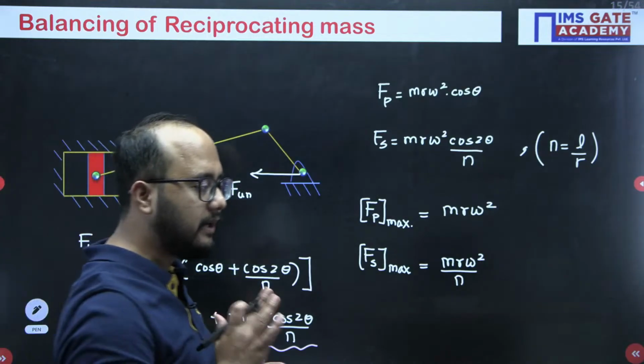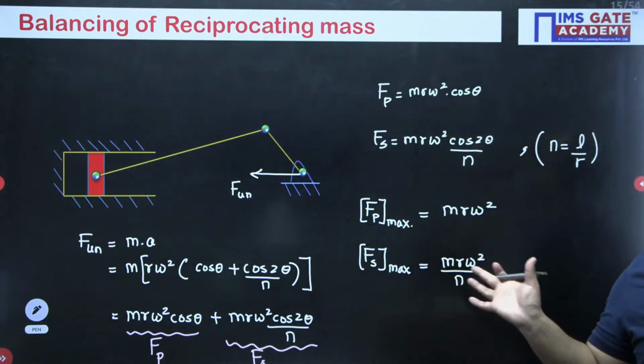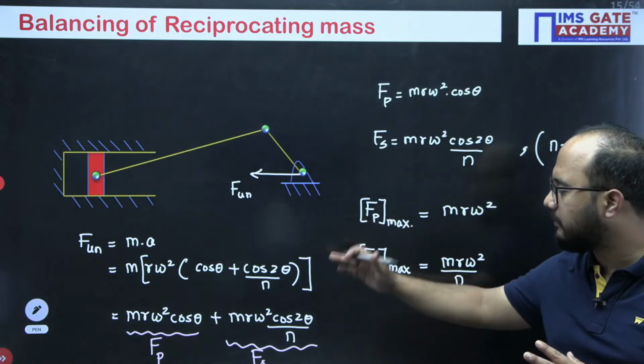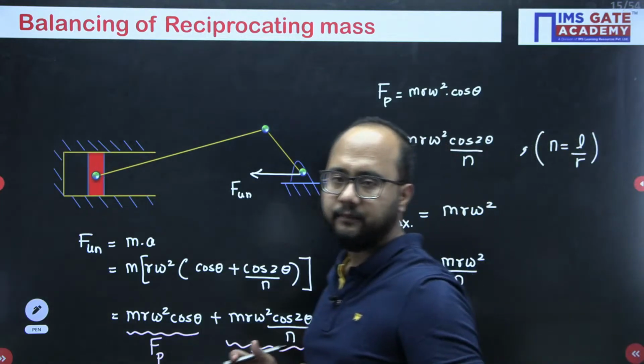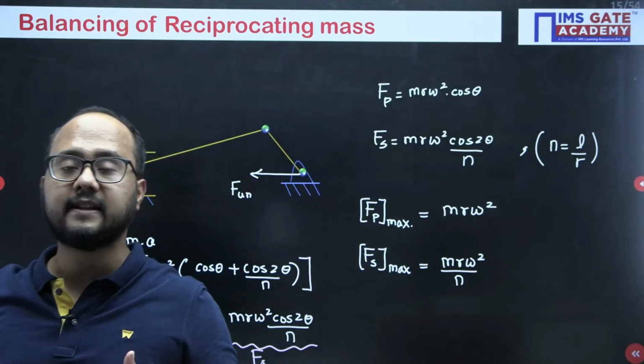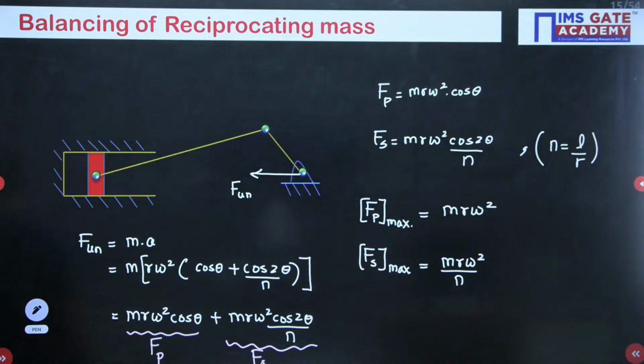If you see the previous year questions, you will not find that many numericals from reciprocating masses. Still, at least some of the basics you should know. Because if they ask such simple questions in the GATE examination, you should be able to solve them. Even if we don't remember these basics, how will you be able to solve? So better just remember some of the basics.